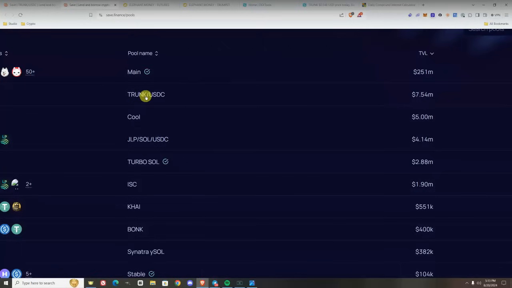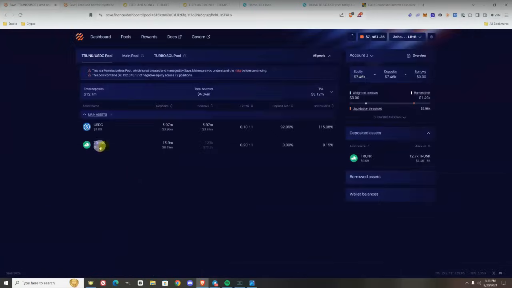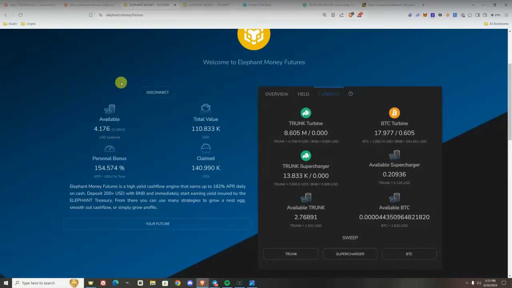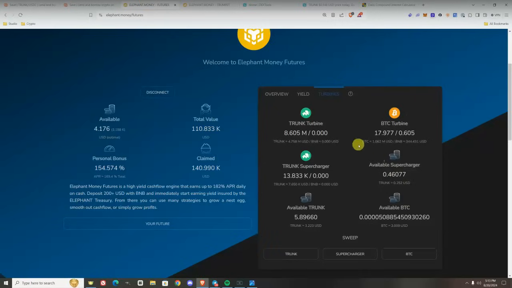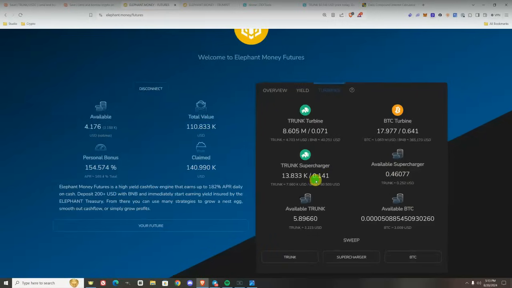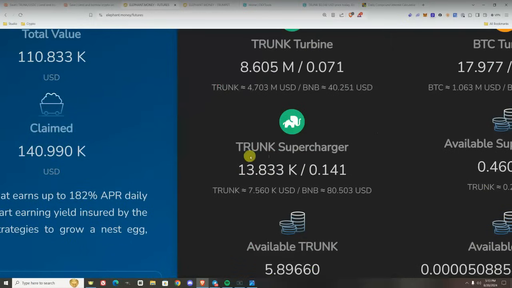And as Trunk price flies, it really does just open up all sorts of possibilities for Trunk suppliers here who just want to borrow a little bit against their USDC. They can, but those options also flow back into Futures as well, because a huge chunk of what's in save.finance is the Savannah House entity, that foundation, that DAO. And those funds are going to be flowing back into Bertha, in addition to what's happening with the turbine and the Trunk supercharger.